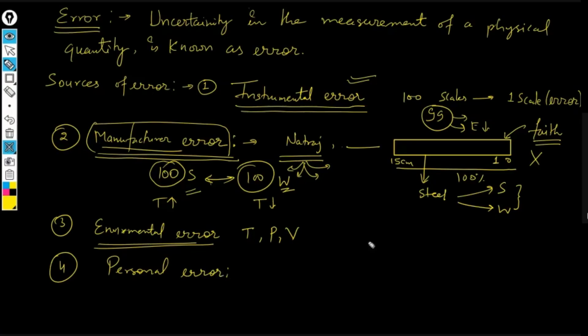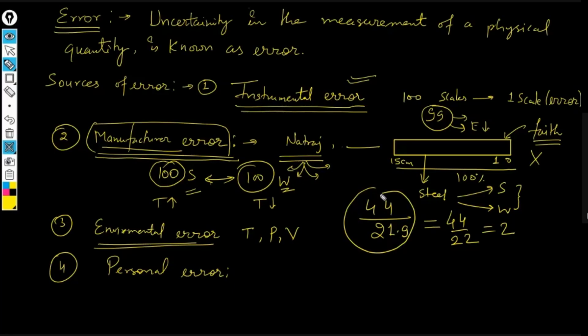See, sometimes in mathematics when you do the calculation, it is written, suppose कि ऊपर लिखा हुआ है 44 और नीचे आपका लिखा है 21.9. Okay, so for the calculation purpose, what will you do? Yes. But exactly, is it equal to 2? No. So this comes in personal error.